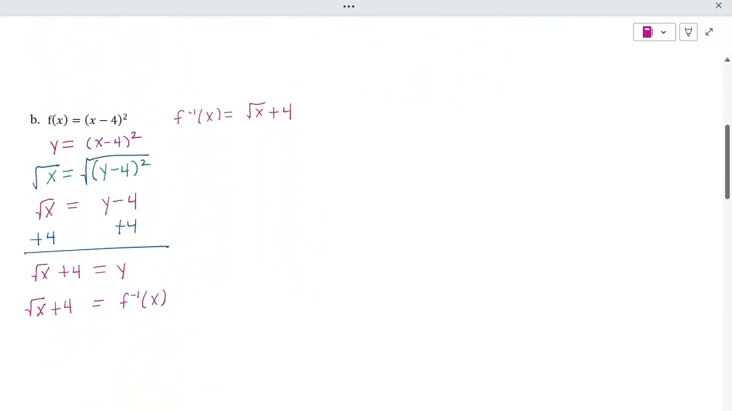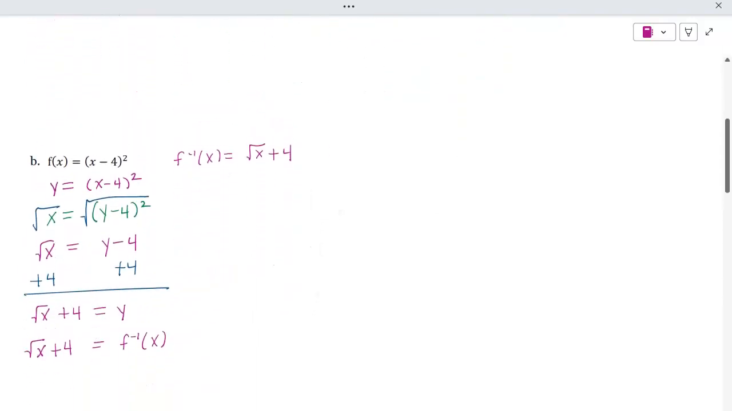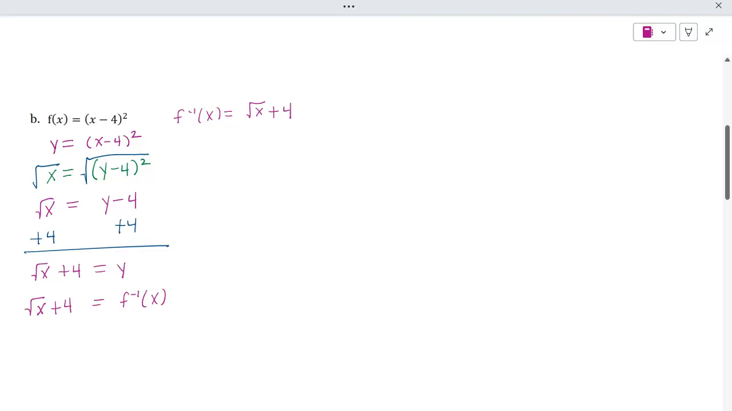But in the example that we're doing here, we do have a restriction on the answer that we're getting. If we look at this function here, our x values need to be greater than 0. We can't take the square root of a negative number. So the domain here is that x has to be greater than or equal to 0.